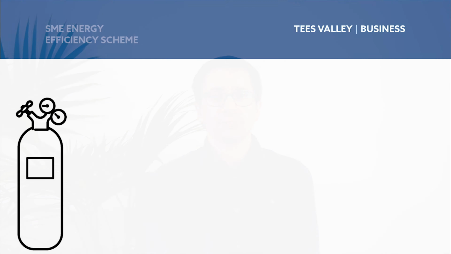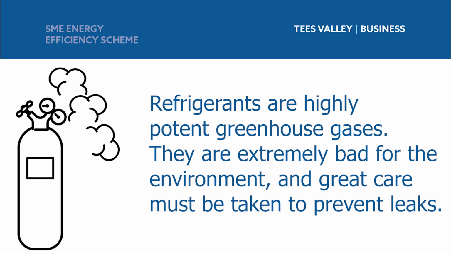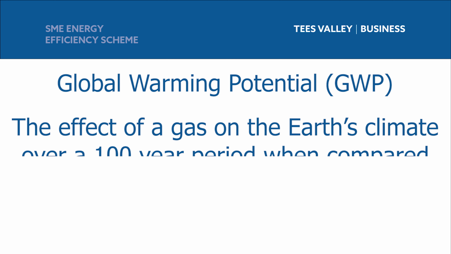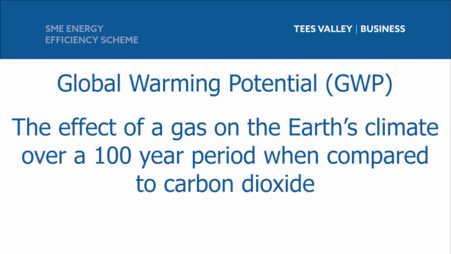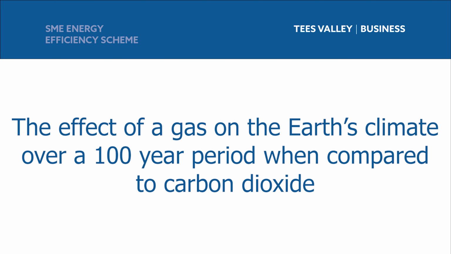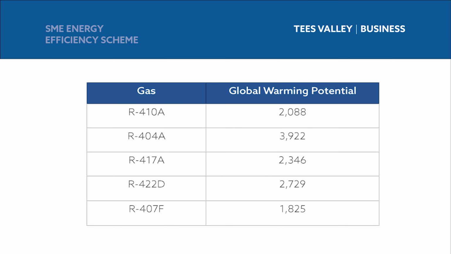Not only do refrigerant leaks mean that a heat pump will not operate efficiently, but some refrigerants are highly potent greenhouse gases, and so they need to be prevented from being emitted into the environment as much as possible. Each type of refrigerant is given a global warming potential value, or GWP, which is their effect on the Earth's climate over a 100-year period when compared to carbon dioxide. So CO2 itself, therefore, has a GWP of 1, whereas some of the older refrigerants, such as R410A, have a GWP of 2000. That means that 1 kilogram of R410A has the same impact on the climate as 2,000 kilograms of CO2.